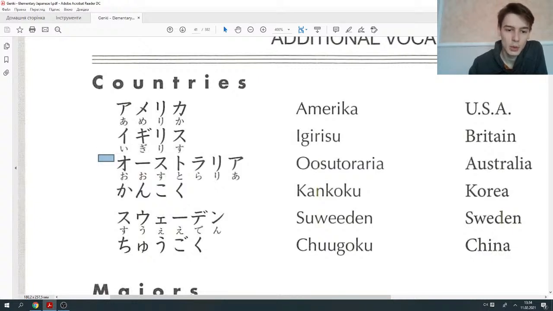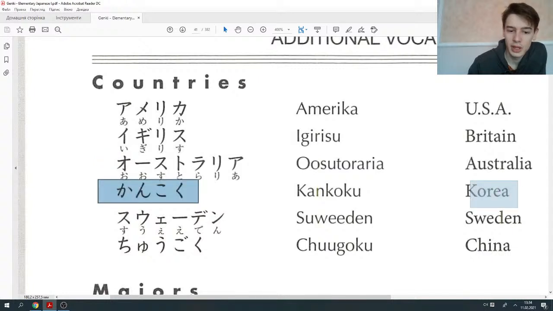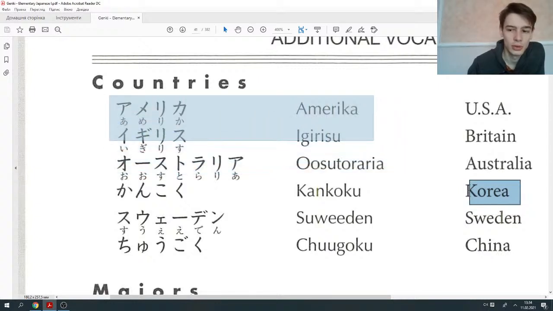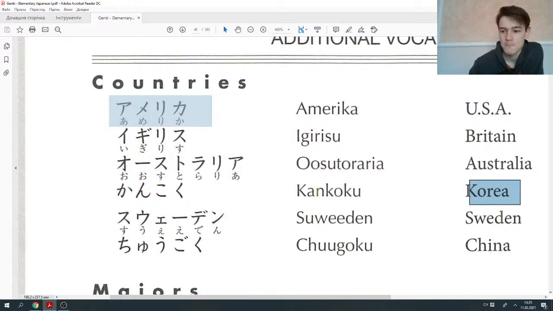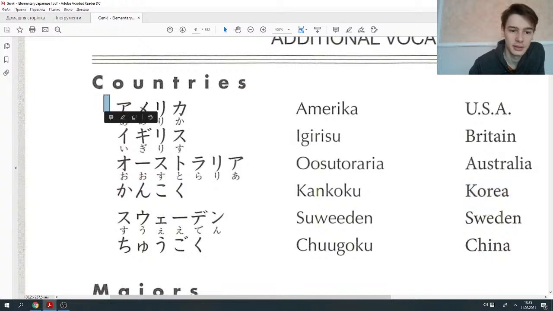So Osutoraria, it's clear that it's Australia. Then we have Kankoku. Why is this country written in hiragana? Because it's Korea, and they have close ties with Korea. They weren't connected to Great Britain or Australia before the 19th century, so there were no ties, and that's why they don't have an original word for that. Then it was late, and they made the word for America.